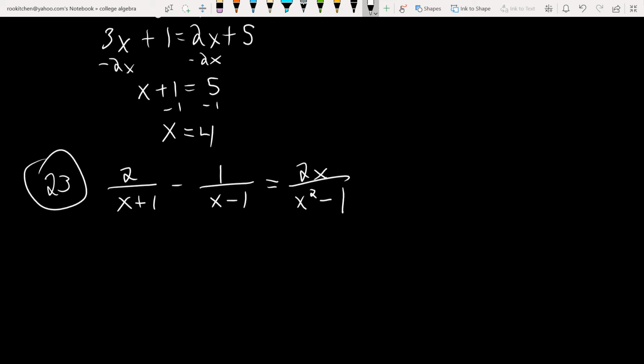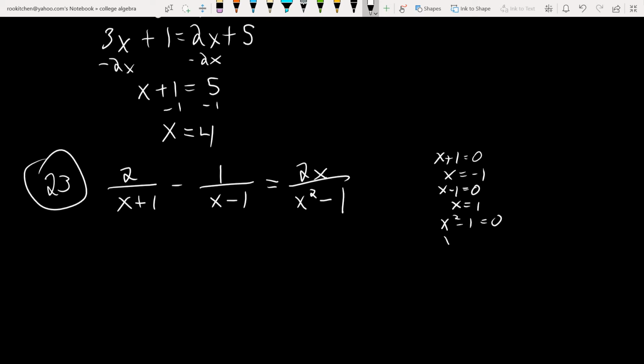Here we need to first state the restrictions. With rational equations, you got to state the restrictions. So you take the denominators and you set them equal to 0. So x plus 1 equals 0. So x can't be negative 1. x minus 1 equals 0. x can't be 1. And then the last guy, x squared minus 1 is 0.